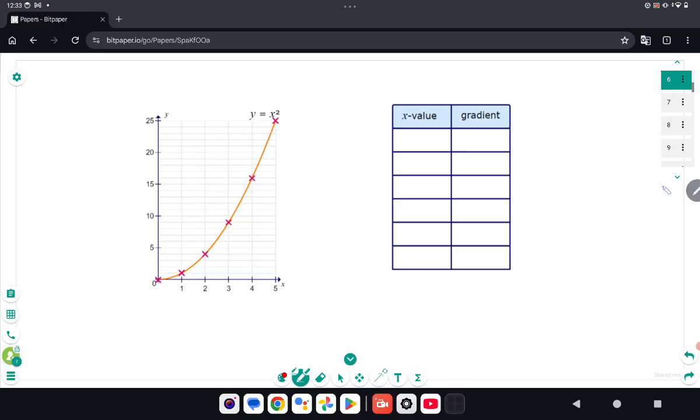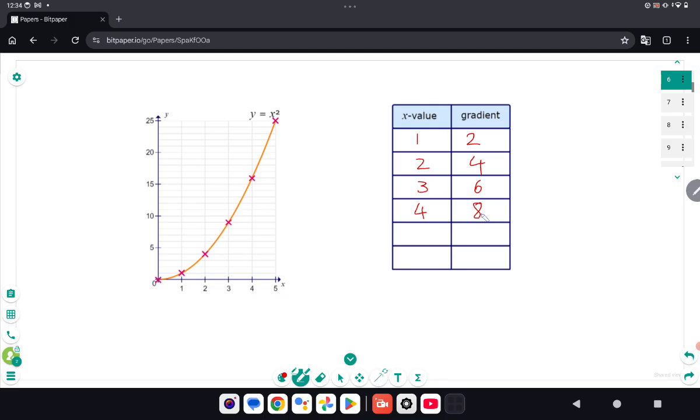So here's a curve, and we've got the graph y equals x squared. I know that when x is 1, at this point here, the gradient is 2. When x is 2, I'm going to tell you the gradient is 4. When x is 3, the gradient is 6. Have a guess. What do you think the gradient would be when x is 4? Hopefully you've decided it was 8.